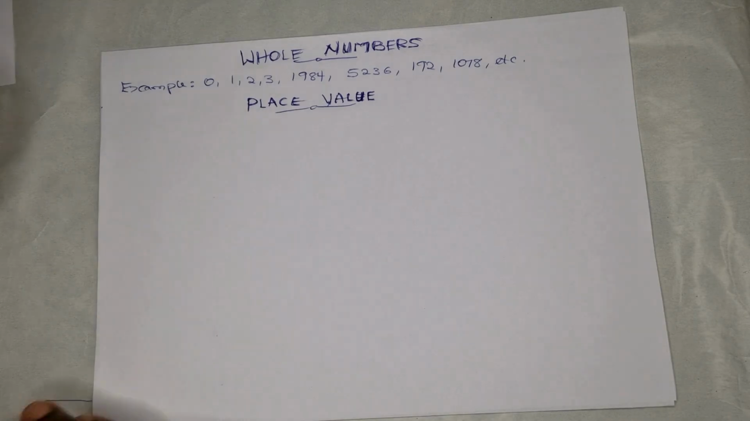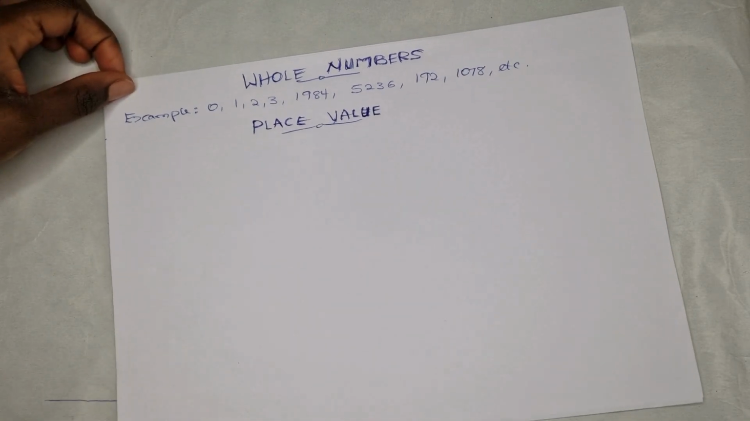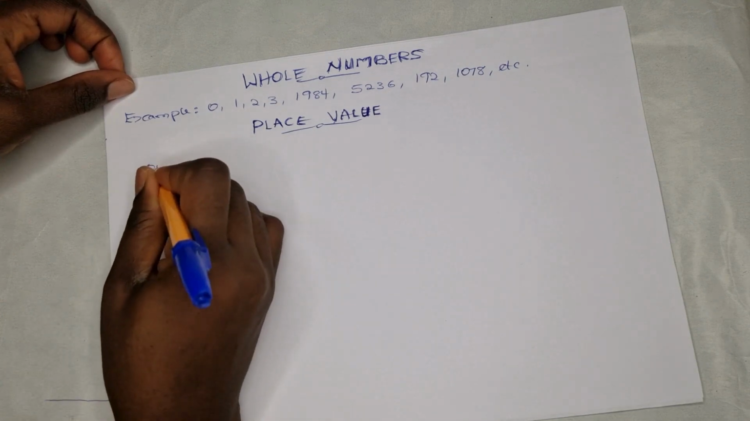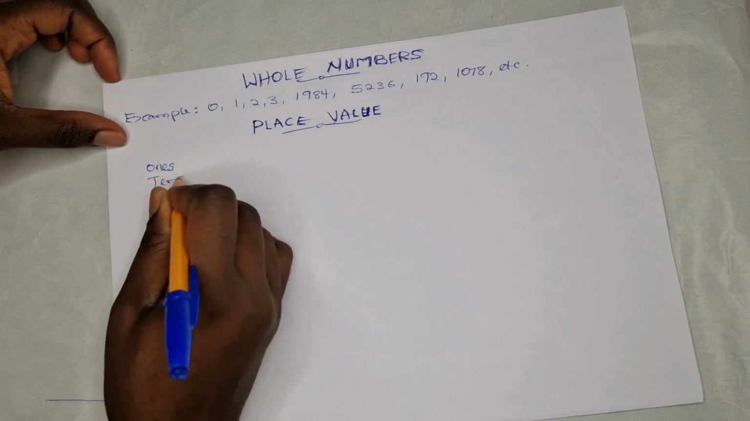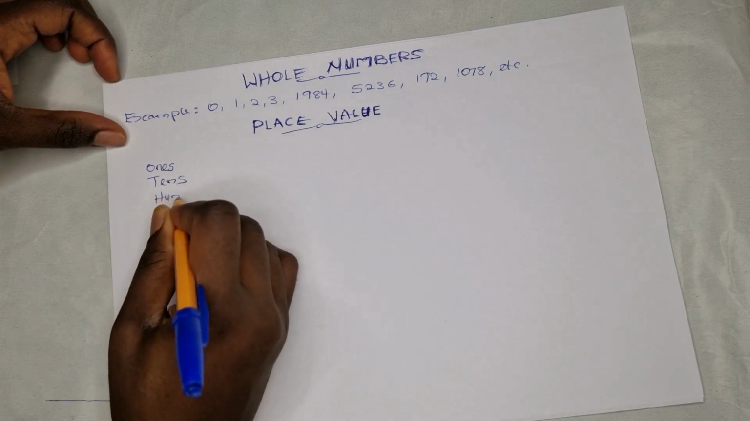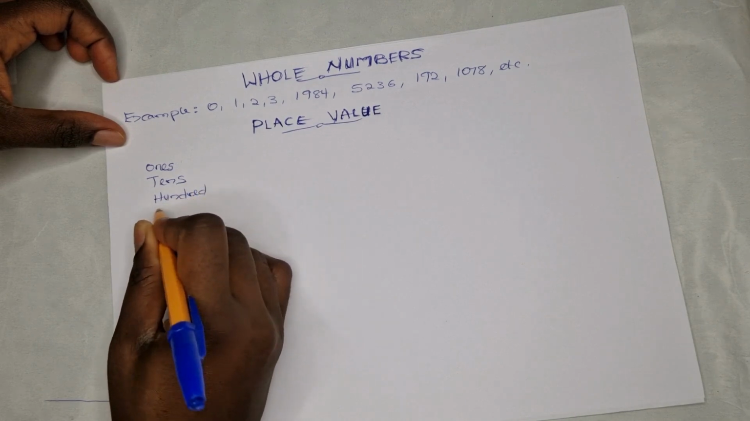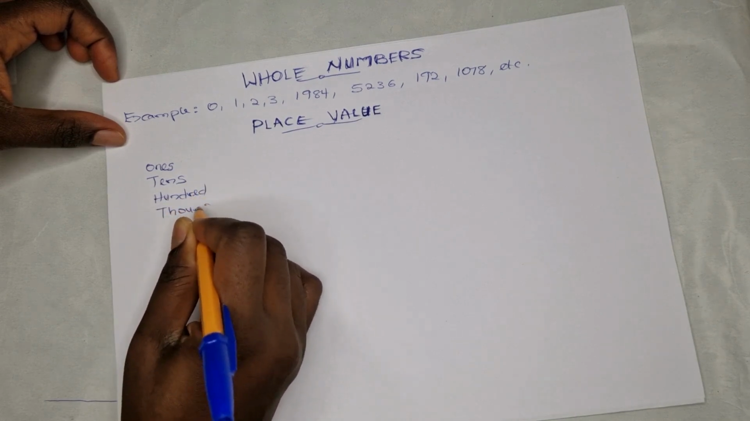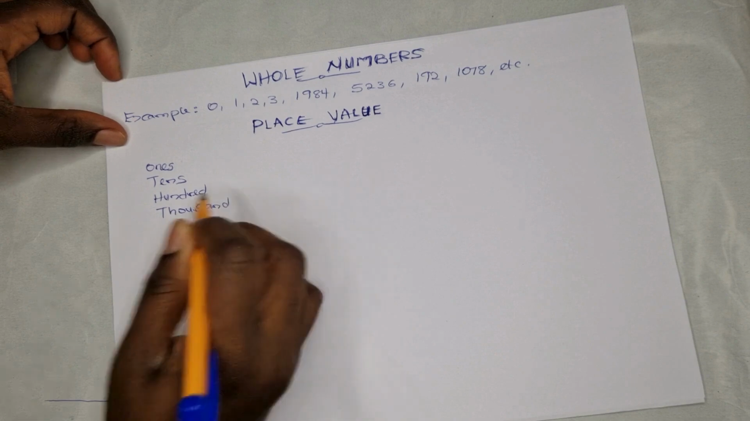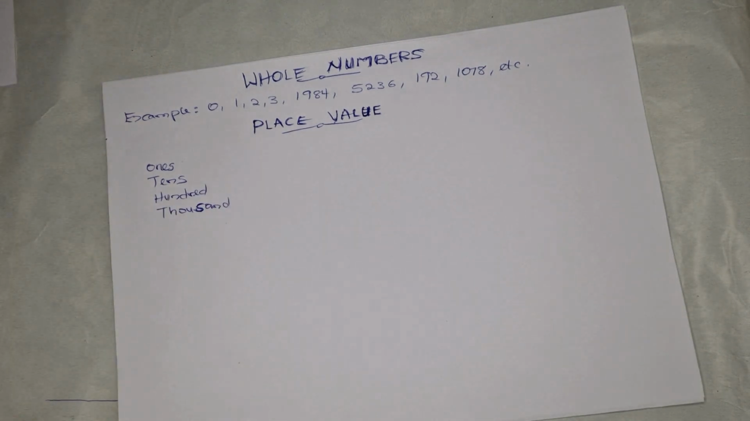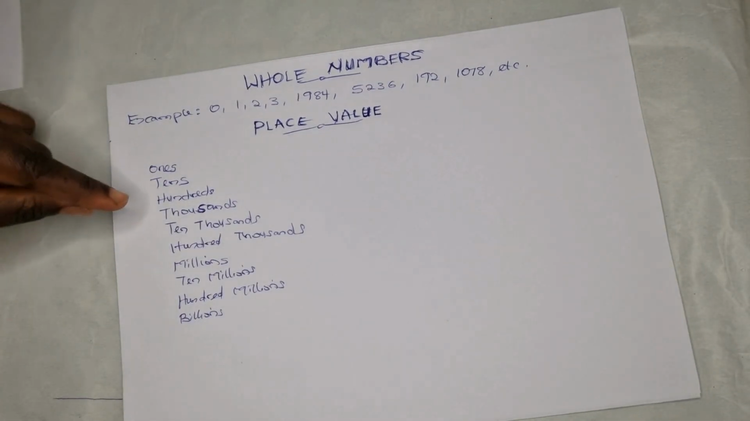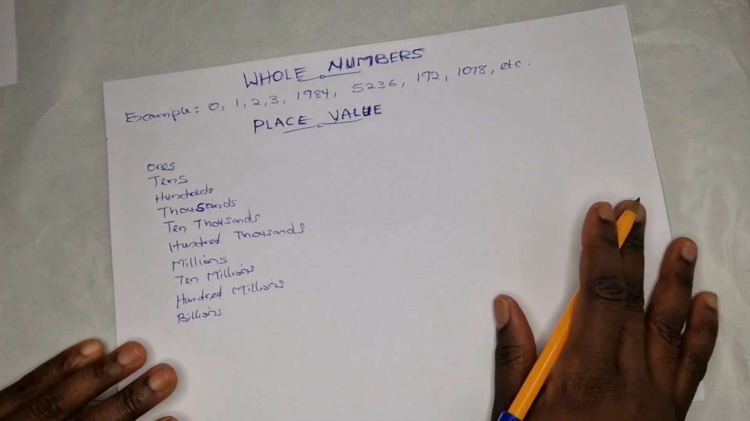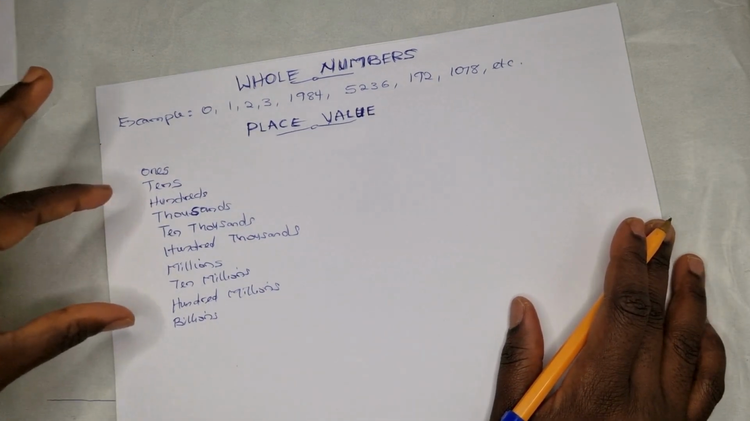When we are talking about place value, when we have just one digit, then the value of that number is 1. So we have ones, we have tens, hundreds, thousand, then we have 10,000, 100,000. So each of these, where the number is placed, will determine the place value.